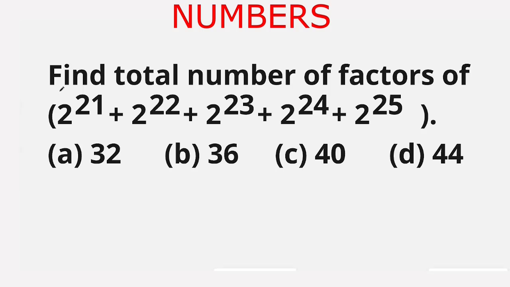Our question is, find the total number of factors of 2 to the power 21 plus 2 to the power 22 plus 2 to the power 23 plus 2 to the power 24 plus 2 to the power 25. The given options are option A 32, option B 36, option C 40, option D 44.